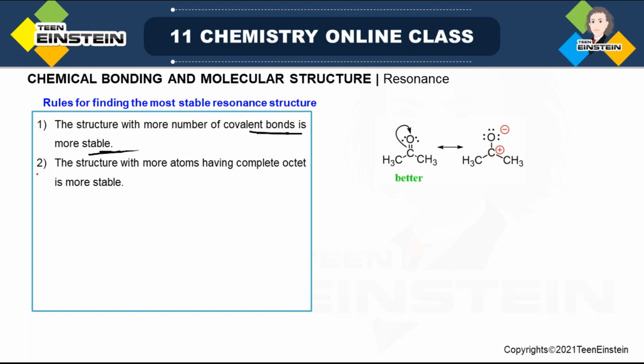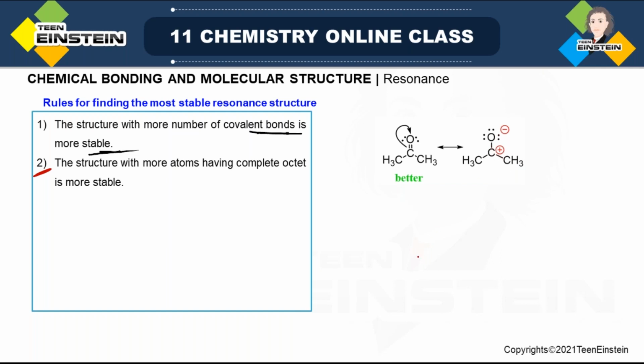From the point of view of the first point, why the first structure is better, that logic we have already seen. But what about octet? Now, if you consider the second structure, surrounding carbon there are a total of 3 bonds. That means surrounding carbon, how many electrons will there be? 1, 2, 3, 4, 5, 6. So a total of 6 electrons surrounding carbon. That means it is actually a carbocation, positive charge over carbon.